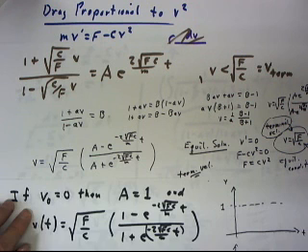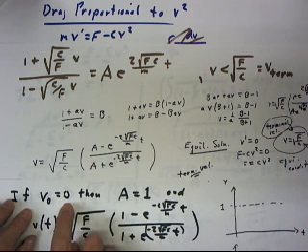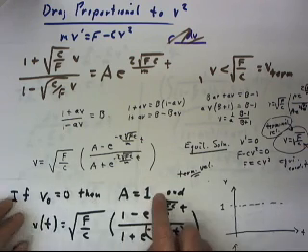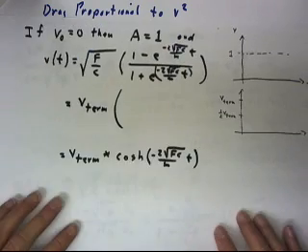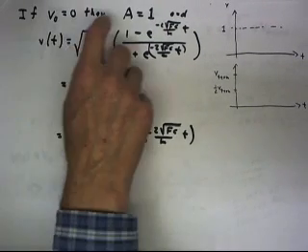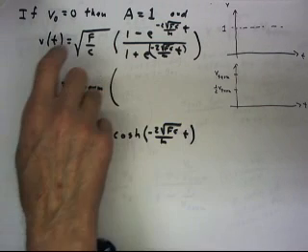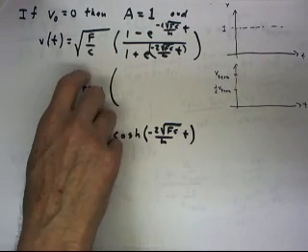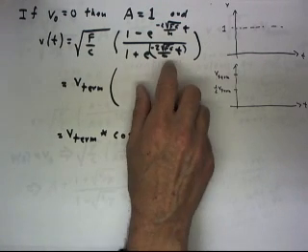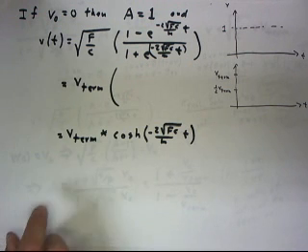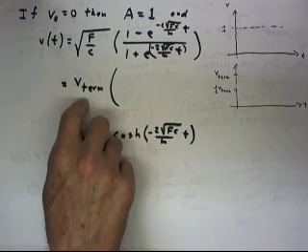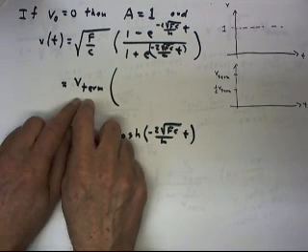Then if v naught equals 0, we've determined that this constant a has to equal 1, and we're going to look at the consequences of that. So if v naught is 0, then our constant a is 1, and our solution can be written as the square root of f over c times 1 minus this exponential over 1 plus this exponential. Now the square root of f over c is our terminal velocity, so we're going to understand this coefficient out here is our terminal velocity.